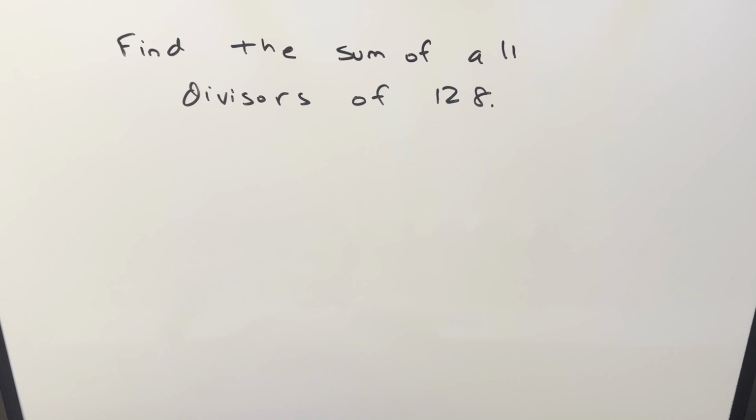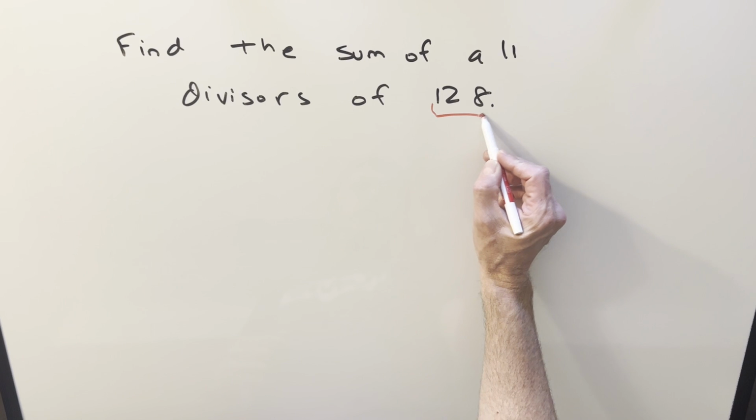Okay, we have something here today. We want to find the sum of all divisors of 128. Now there is a formula for this, but I like this one because it's going to allow us a way to see the formula, just because we've got a pretty simple example here.